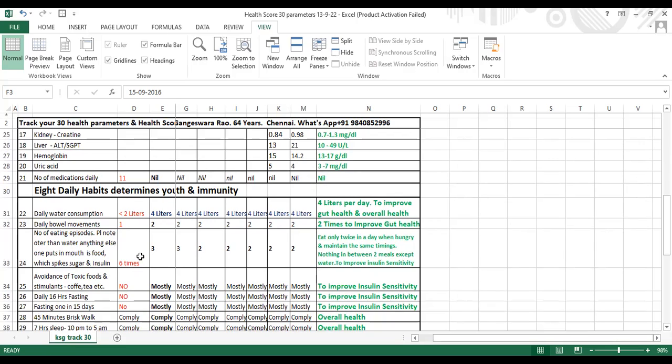Primarily, friends, we all got into trouble because of the number of eatings. Every time you eat, there is a sugar spike, there is an insulin spike. Over the years, we develop insulin resistance, and that will lead to obesity, fatty liver, then pre-diabetes, diabetes, and all that.